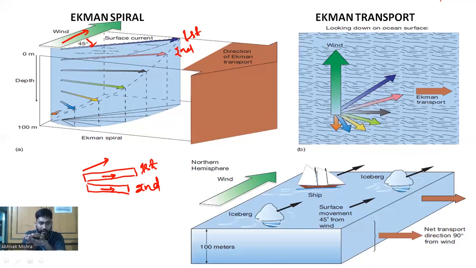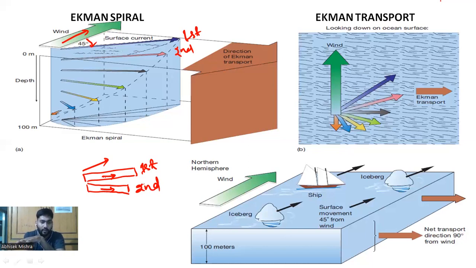Then when the second layer is moving, there is a third layer. It also tries to move in the direction in which the second layer is moving, but again, due to Coriolis deflection, it will turn to the right in the northern hemisphere. Then, because of the third layer in motion, there will be a fourth layer below, which also tries to move in the direction in which the third layer is moving, but again, due to Coriolis deflection, it will deflect towards the right.